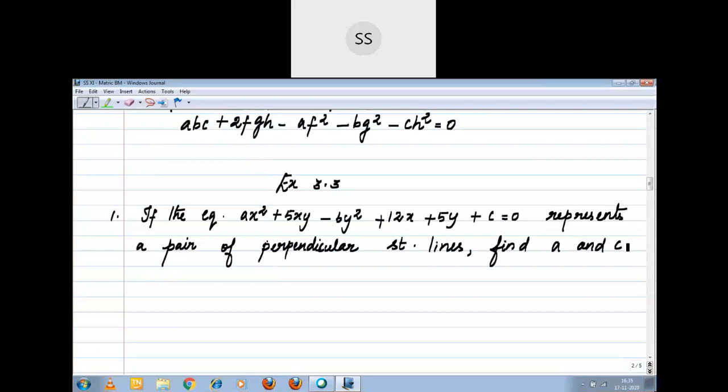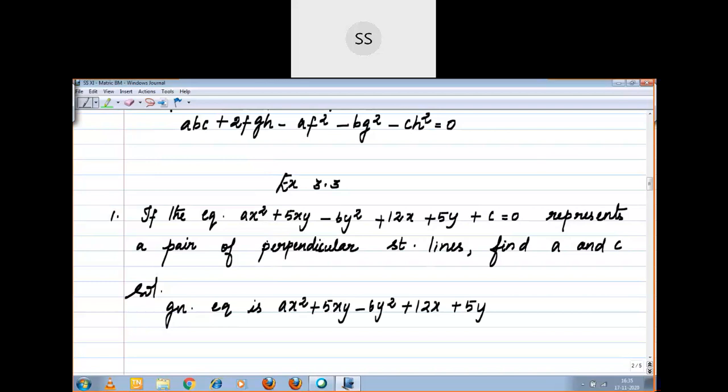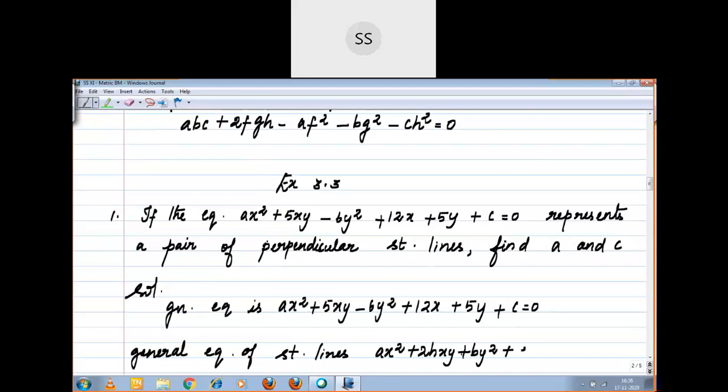First, you should recall the general equation of a pair of straight lines. Solution: the given equation is ax² + 5xy − 6y² + 12x + 5y + c = 0. What is our general equation? You have to repeat what I say, children: ax² + 2hxy + by² + 2gx + 2fy + c = 0.